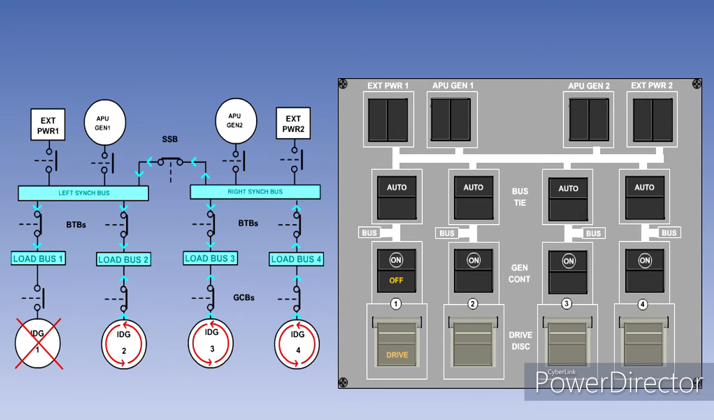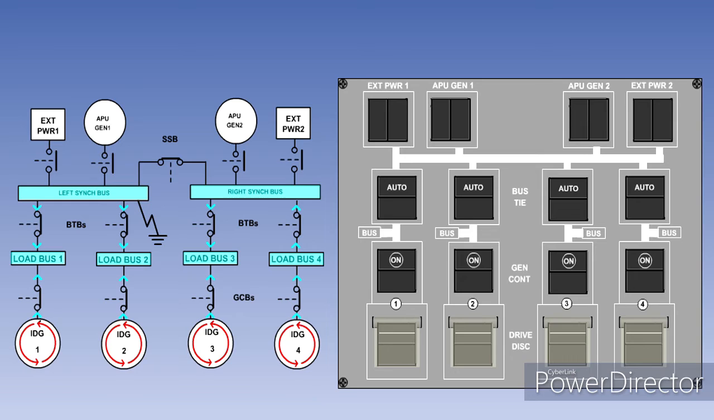In the event of a fault on an individual generator or an engine failure, the associated GCB will automatically open and the other in-parallel generators will carry the load with no loss of supply. If there is a short circuit fault on a bus bar, the breakers surrounding the faulty bus bar will automatically open to isolate the area with the short circuit.